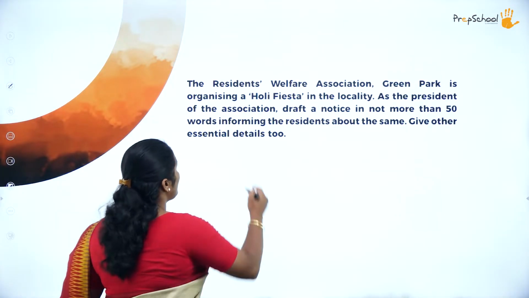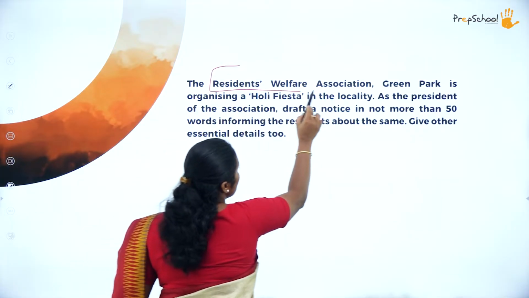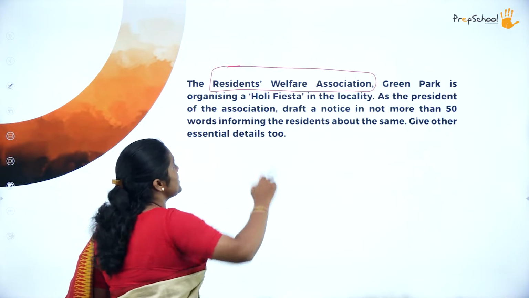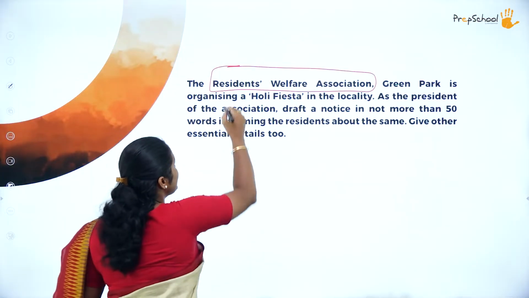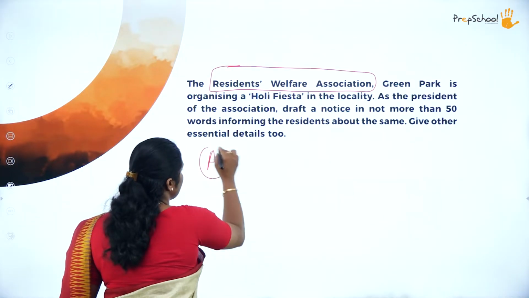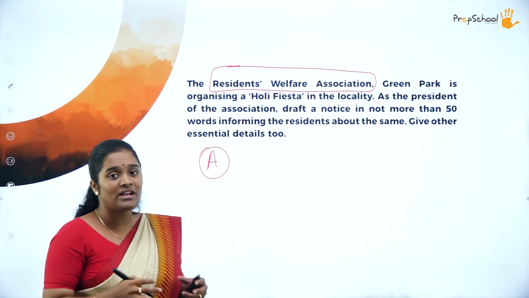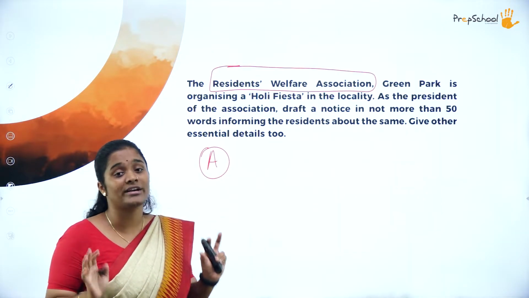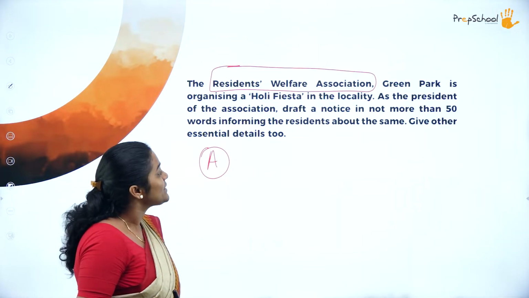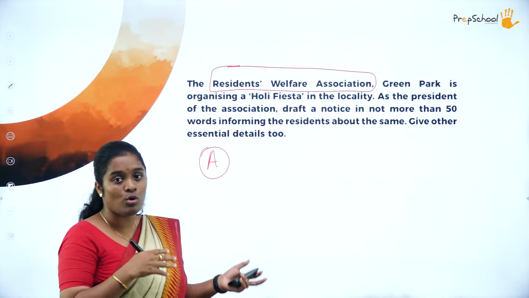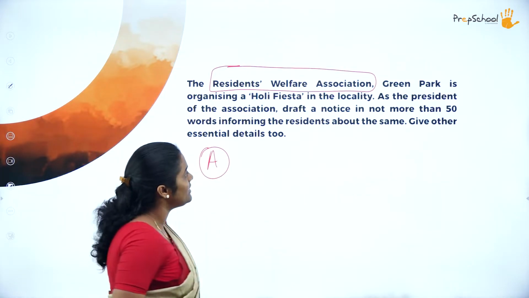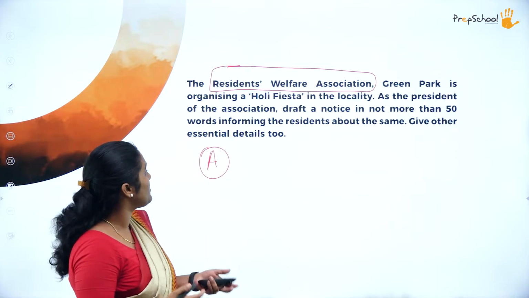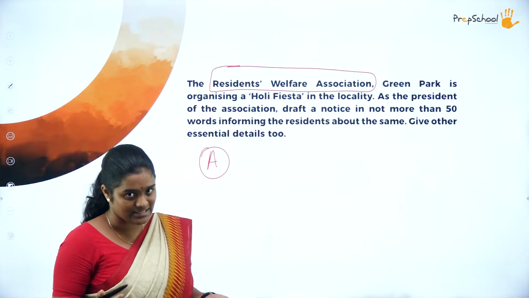A is here. What is A? A is the name of the organization or the committee. That is A, we have found already. A is in our basket. Residents Welfare Association is here to conduct something that we got to know. Green Park, that's the whole address, so you can add that as well. Residents Welfare Association, Green Park is organizing a holy fiesta.